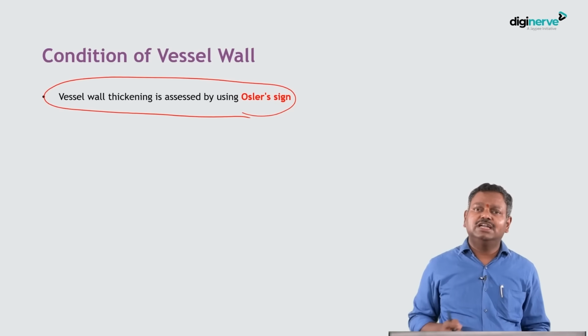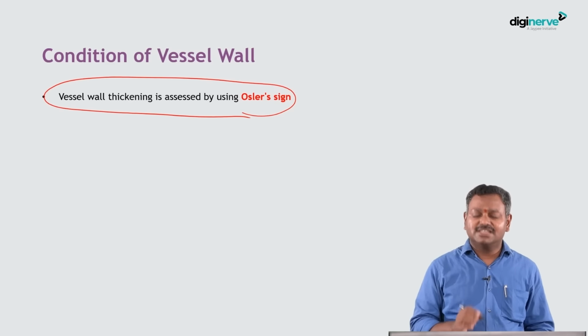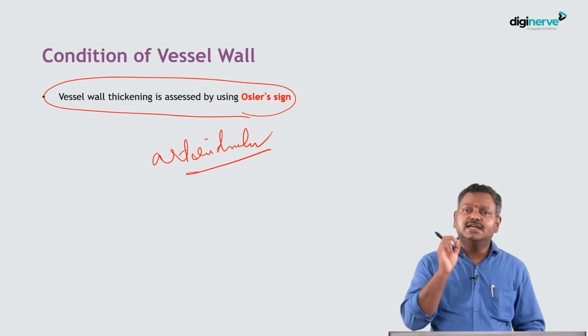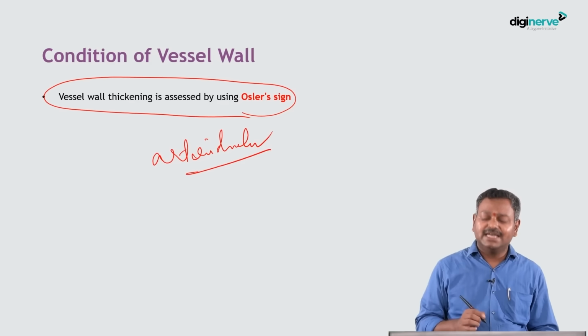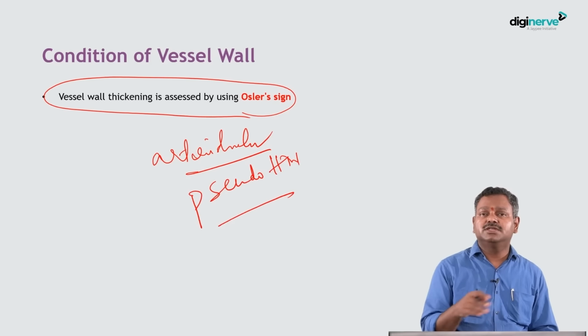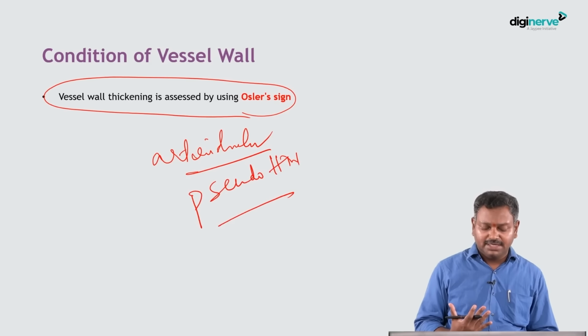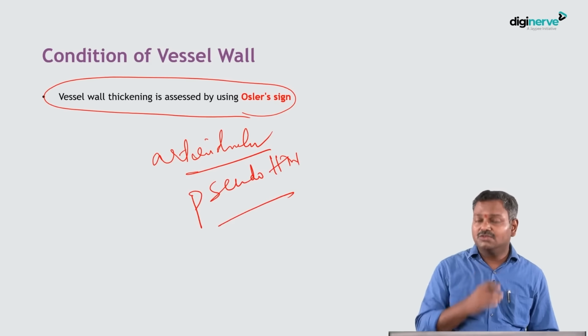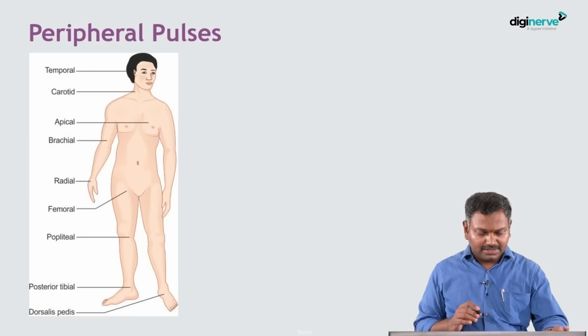If you feel a cord-like sign, that is a sign of vessel wall thickening or arteriolosclerosis. So small vessels, arteriolosclerosis, that is a sign of pseudo-hypertension. So Osler's sign or Osler's maneuver, this is what we call it, an Osler's maneuver. It's a sign of pseudo-hypertension. That's how we look for vessel wall thickening. So empty the vessel, roll, and you will be able to make out.